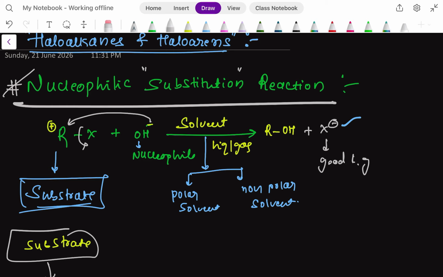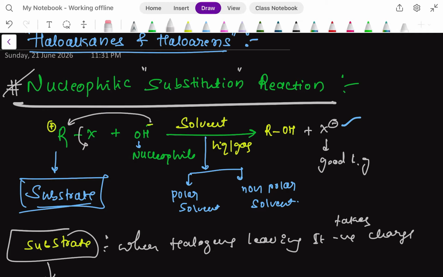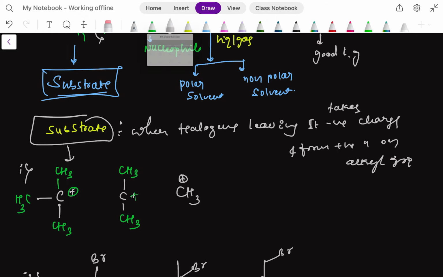When we are getting a substrate, first point, how is a substrate formed? When halogens are leaving, it takes the negative charge with it, and it forms a positive charge. On whom? On the alkyl group, that is the R group, right? Here we have some examples, try to understand. I am mentioning 3 examples: first one is tertiary carbocation, second one is secondary carbocation, third one is primary carbocation. You can see over here, right? What is the difference among these 3? First thing we know, it is the degree.